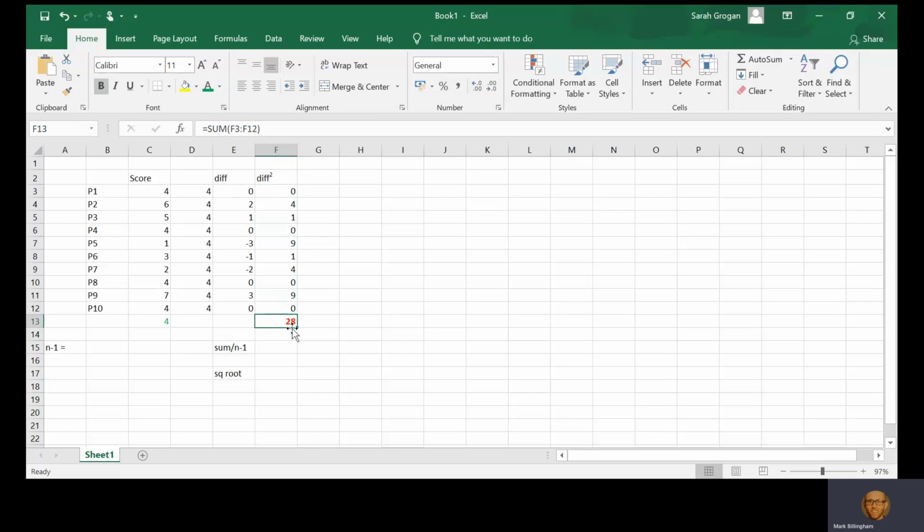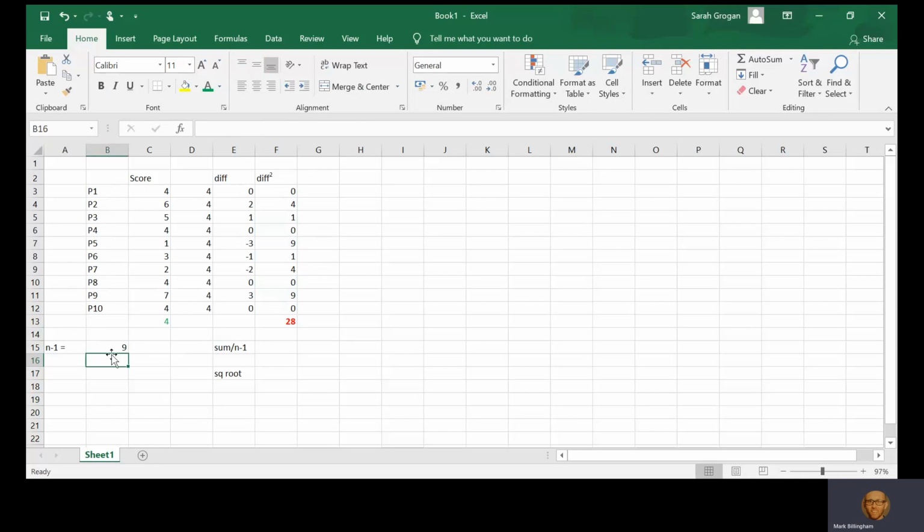If we do anything with this 28, we need to come across here and work out what n minus 1 is. Now, n is the number of participants, take away 1. So there are 10 participants, we subtract 1, so n minus 1 is 9.